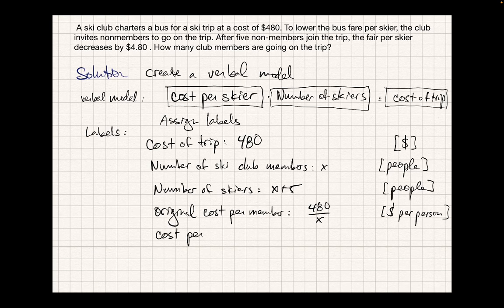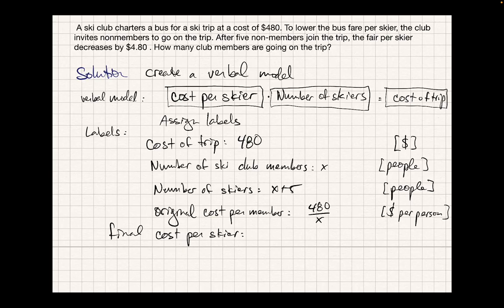Oh god, there's more. What's my cost per skier? 4.8. Cormac, what's my cost per skier? You can think of this as final cost. The whole problem is a little confusing.